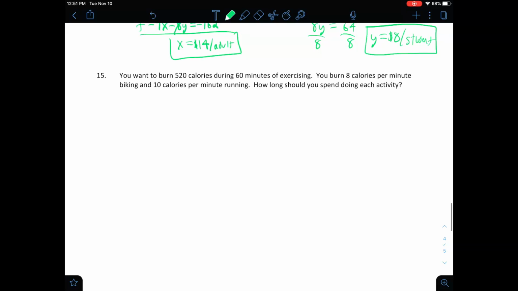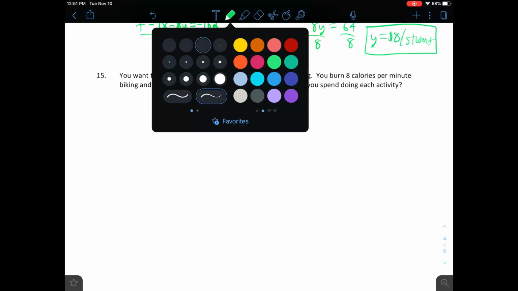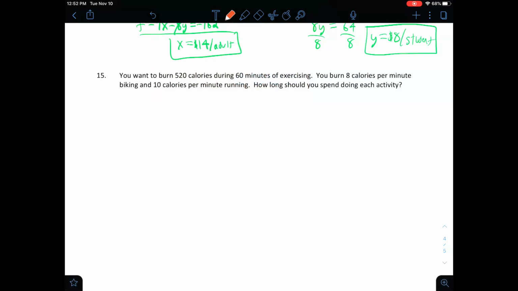All right. Last example. This last example is going to be similar to the ones we did in the lesson that I taught, and we haven't talked about one similar to this for a while. So make sure you pay close attention and take good notes here. You want to burn 520 calories during 60 minutes of exercising. You burn 8 calories per minute biking and 10 calories per minute running. How long should you spend doing each activity?